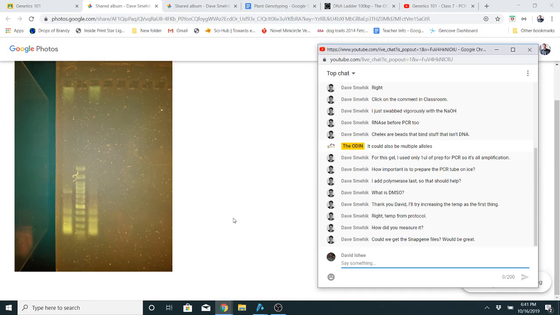You don't have to rush, especially if you do it on ice. And then make sure that you've double checked all your temperatures and times, and all your other things. You can also do a negative control run.